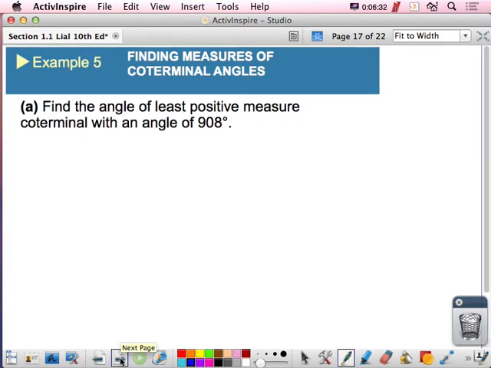about how to find the angle of least positive measure that is coterminal with 908 degrees. 908 degrees is too much for me. I don't have a clue where it lands. Could be quadrant 1, 2, 3, or 4. And I need to know to get started so I can start drawing a diagram and building whatever I need to build.